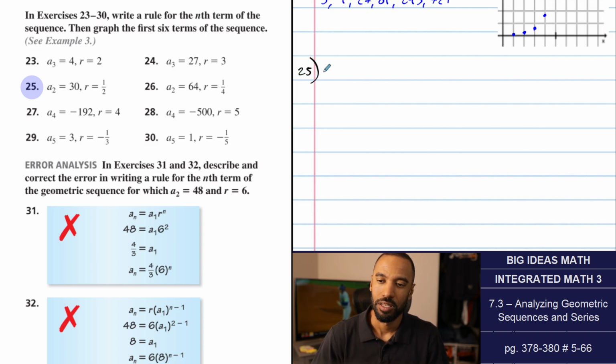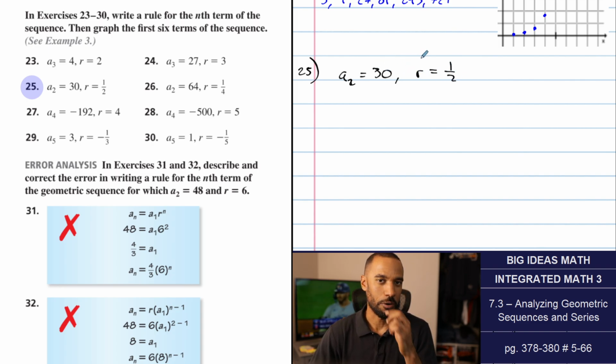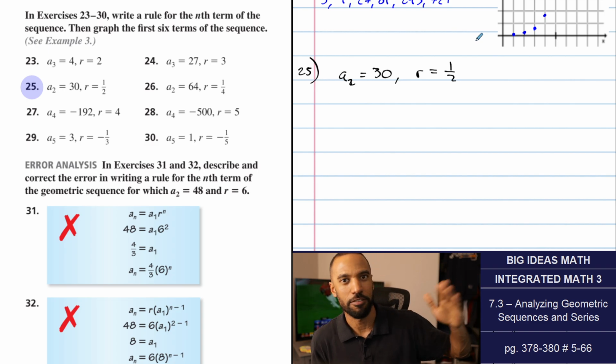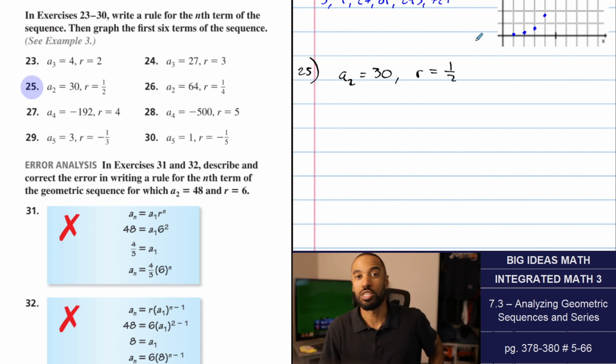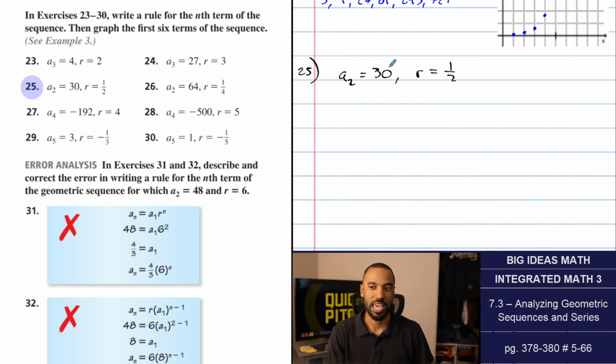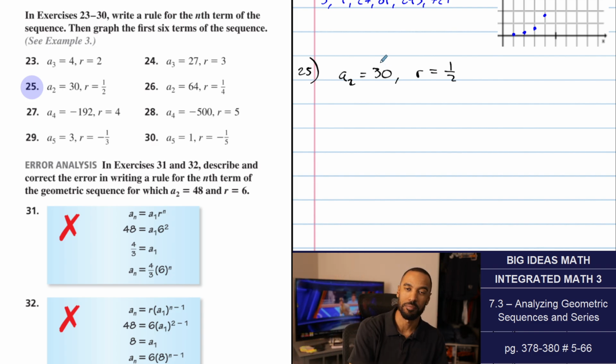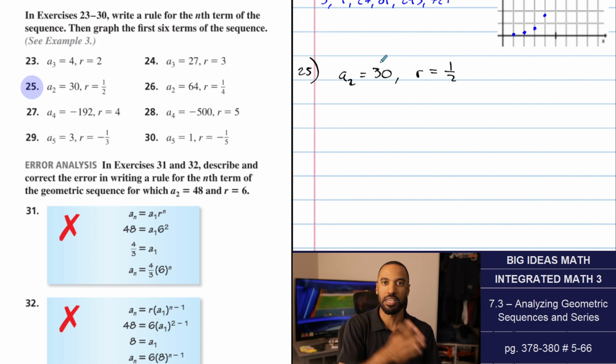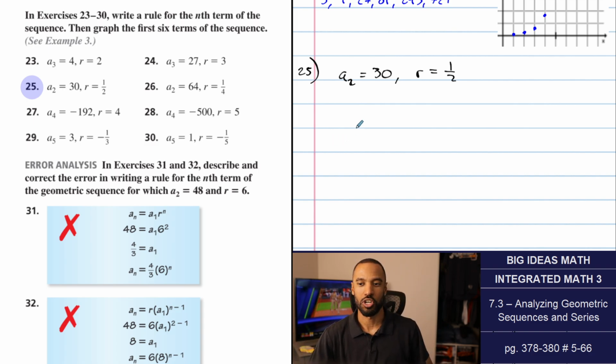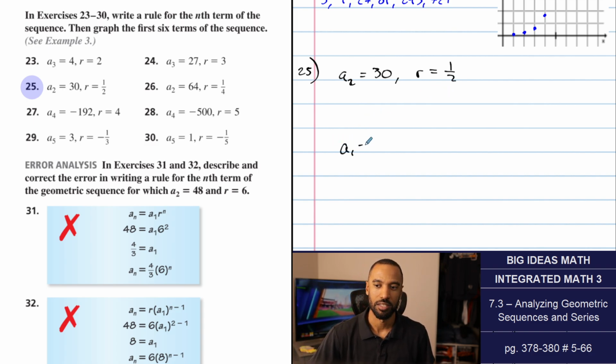Number 25. The second term is 30, and your common ratio is 1/2. These are ones where in my head, I'd really prefer doing it this way. If we're taking half of something over and over, you might mess up, though, because you might say take half of 30, that's your first term. No, we took half of our first term to get 30. So if half of something is 30, you got to double it to get your first term. Your first term should be 60.